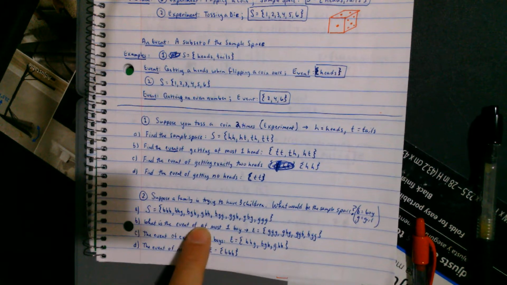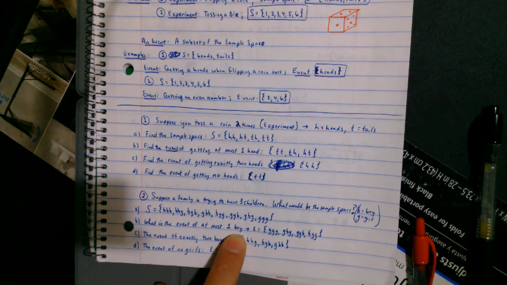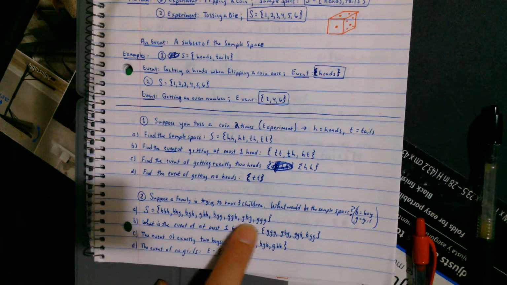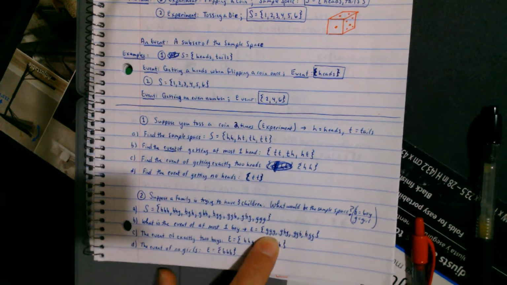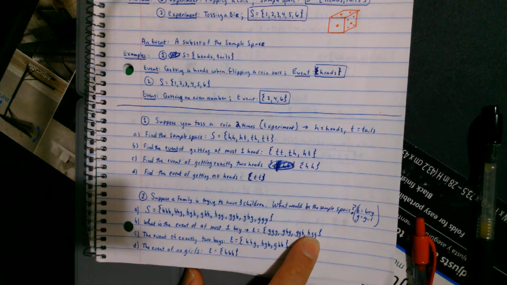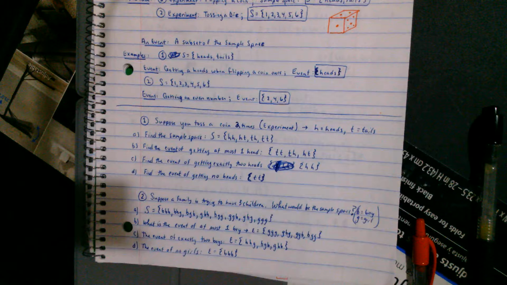What is the event of at most 1 boy? So here you look at all the cases where there's at most 1 boy. No boys or 1 boy. Those are the only 4 cases. So 4 out of the 8 cases are at most 1 boy.